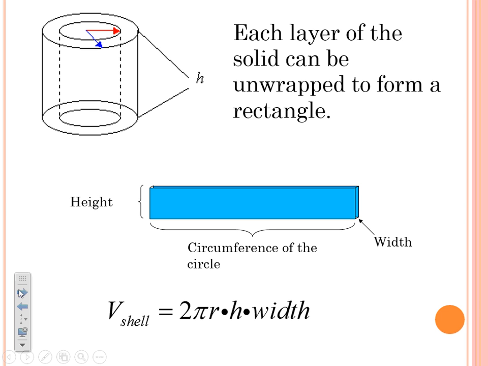Now, what is the width of each of these? It depends. In our last picture, it was dx, because the thickness was along the x-axis. So what I'm going to write, when we add up all of these, we're going to have the integral of 2 pi r h, basically.